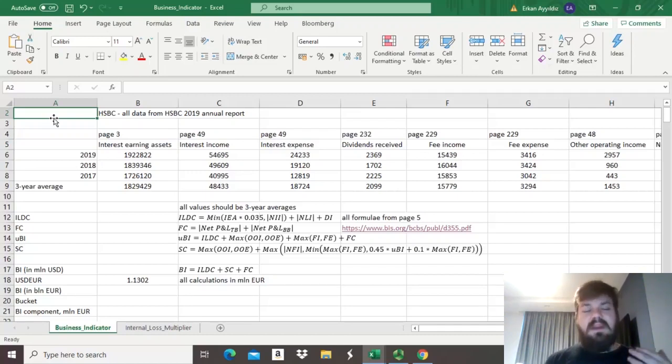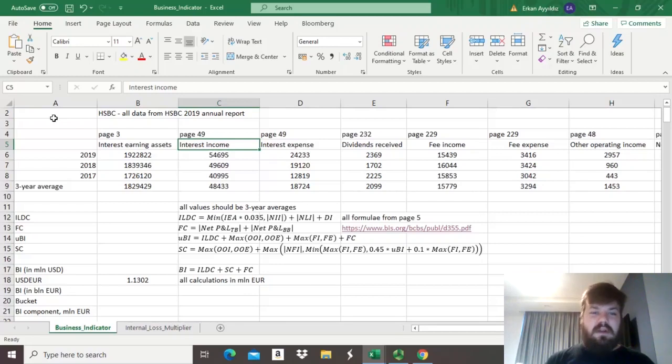First of all, I'll explain which variables you need to calculate the business indicator. Well, first of all, you need three variables that correspond to bank lending and borrowing. So basically, it's the main business activity any bank pursues. To do that, you'll need interest earning assets, interest income, and interest expense. And they could be found somewhere at the start of the annual report, and interest income and interest expense can be found somewhere at the statement of profit and loss if you look closely enough.